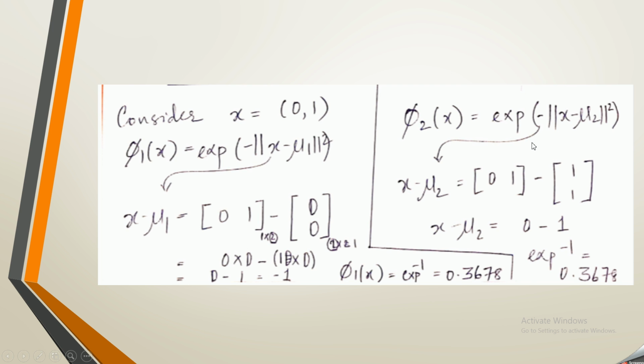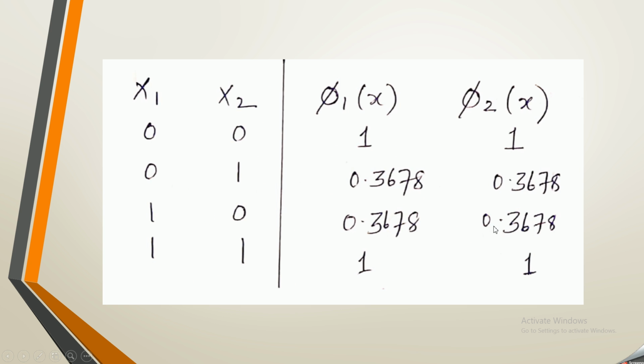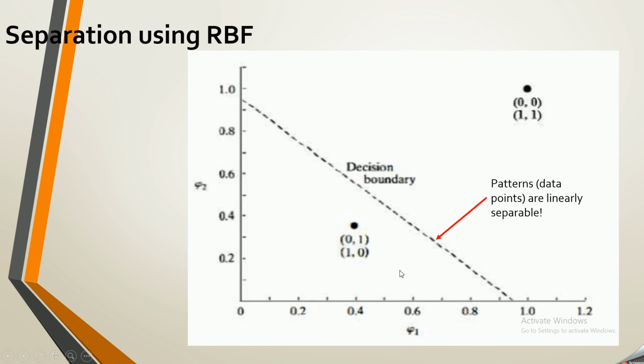Similarly, when you do it for mu2, the same thing is used except that instead of 0, 0 the value is now going to be 1, 1. So we get 0.3678. In a similar manner, you can do it for 1, 0 and 1, 1 and you get these values.